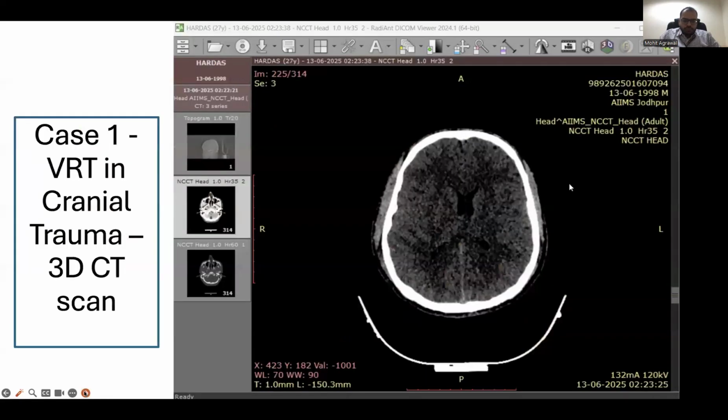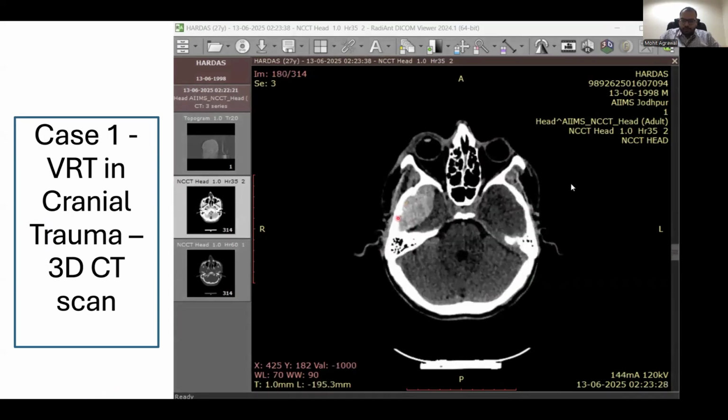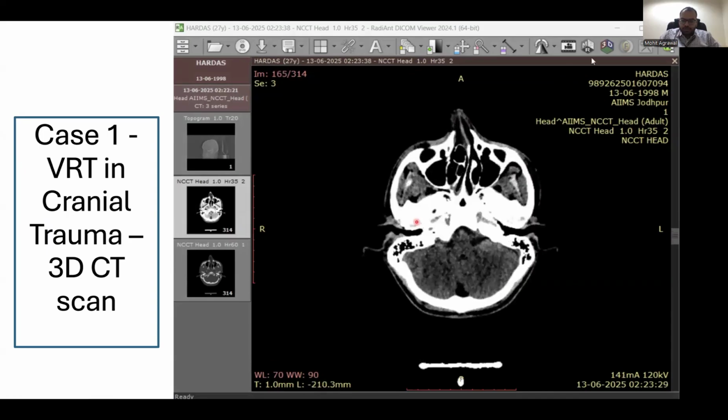So visualizing on a 2D CT scan the exact craniotomy required for the temporal lobe can sometimes be difficult. So this is where the utility of the 3D VR comes in. This is another right-sided temporal EDH. I'll just demonstrate how we use this technique.